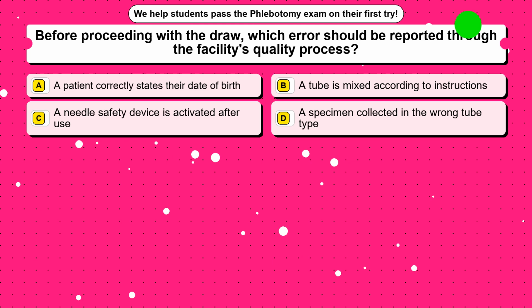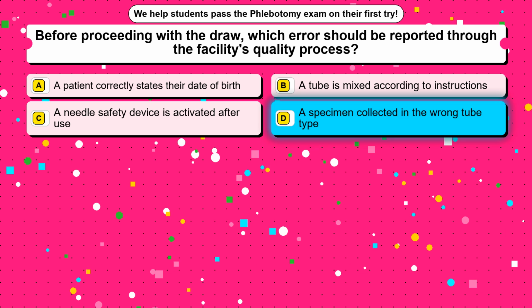Question 100. Before proceeding with the draw, which error should be reported through the facility's quality process? Option A. A patient correctly states their date of birth. Option B. A tube is mixed according to instructions. Option C. A needle safety device is activated after use. Option D. A specimen collected in the wrong tube type. The correct answer is option D.